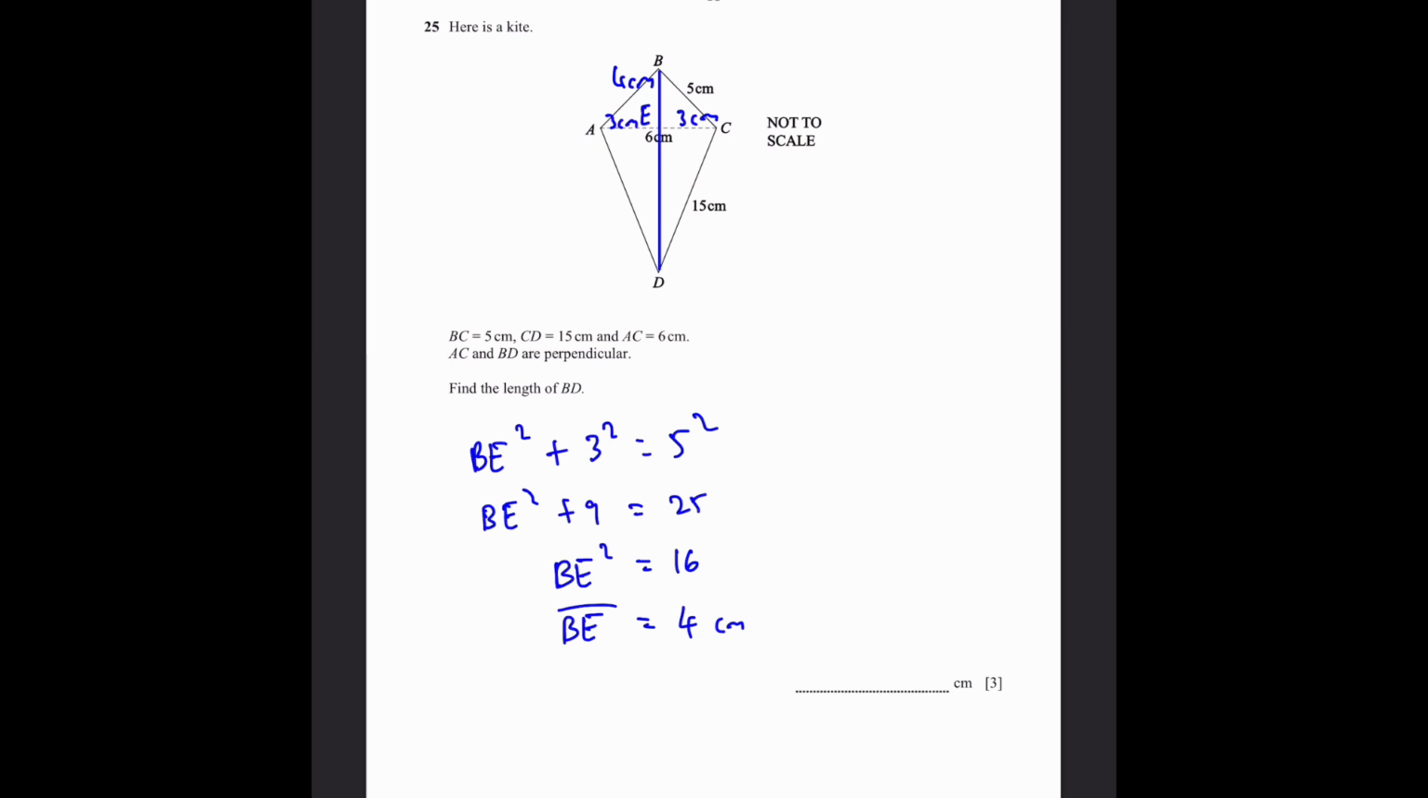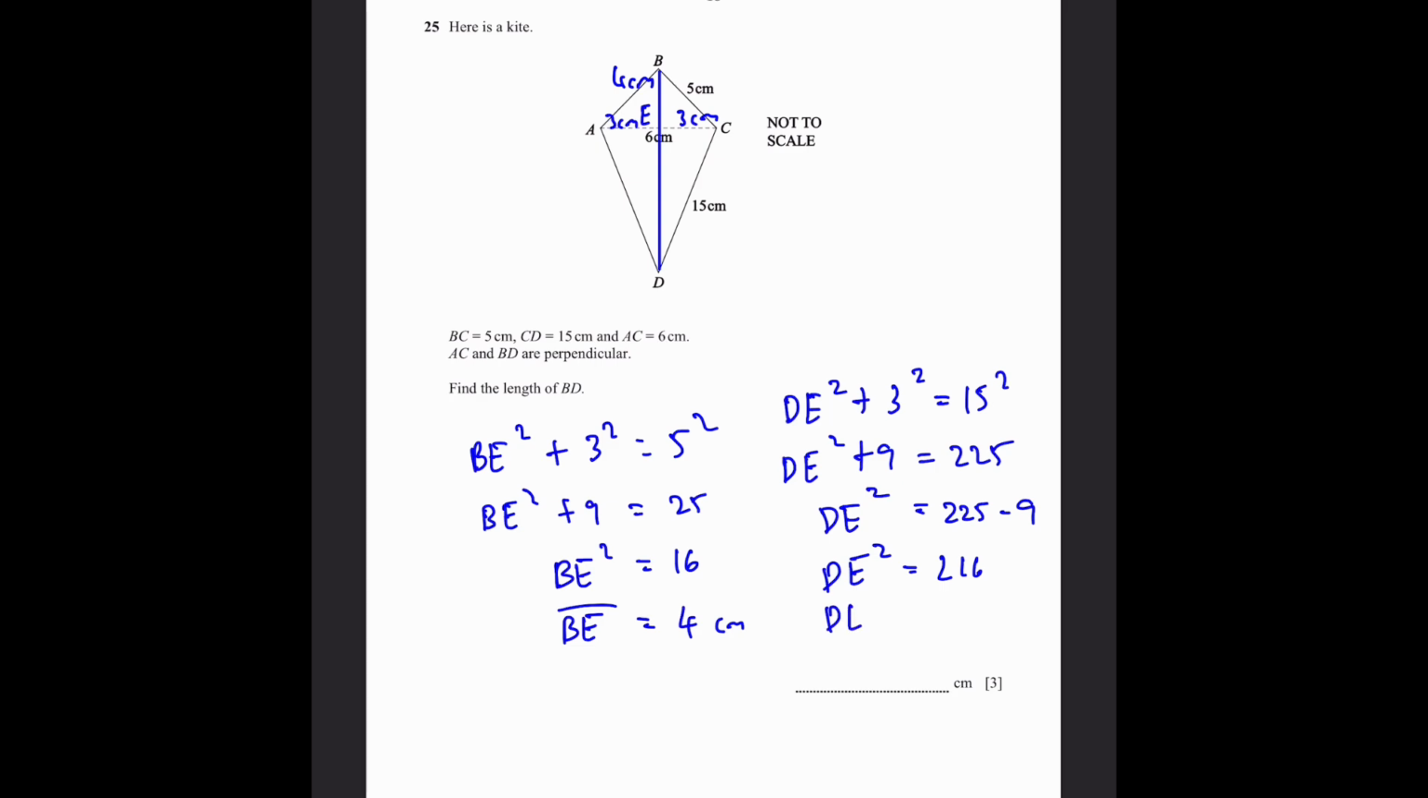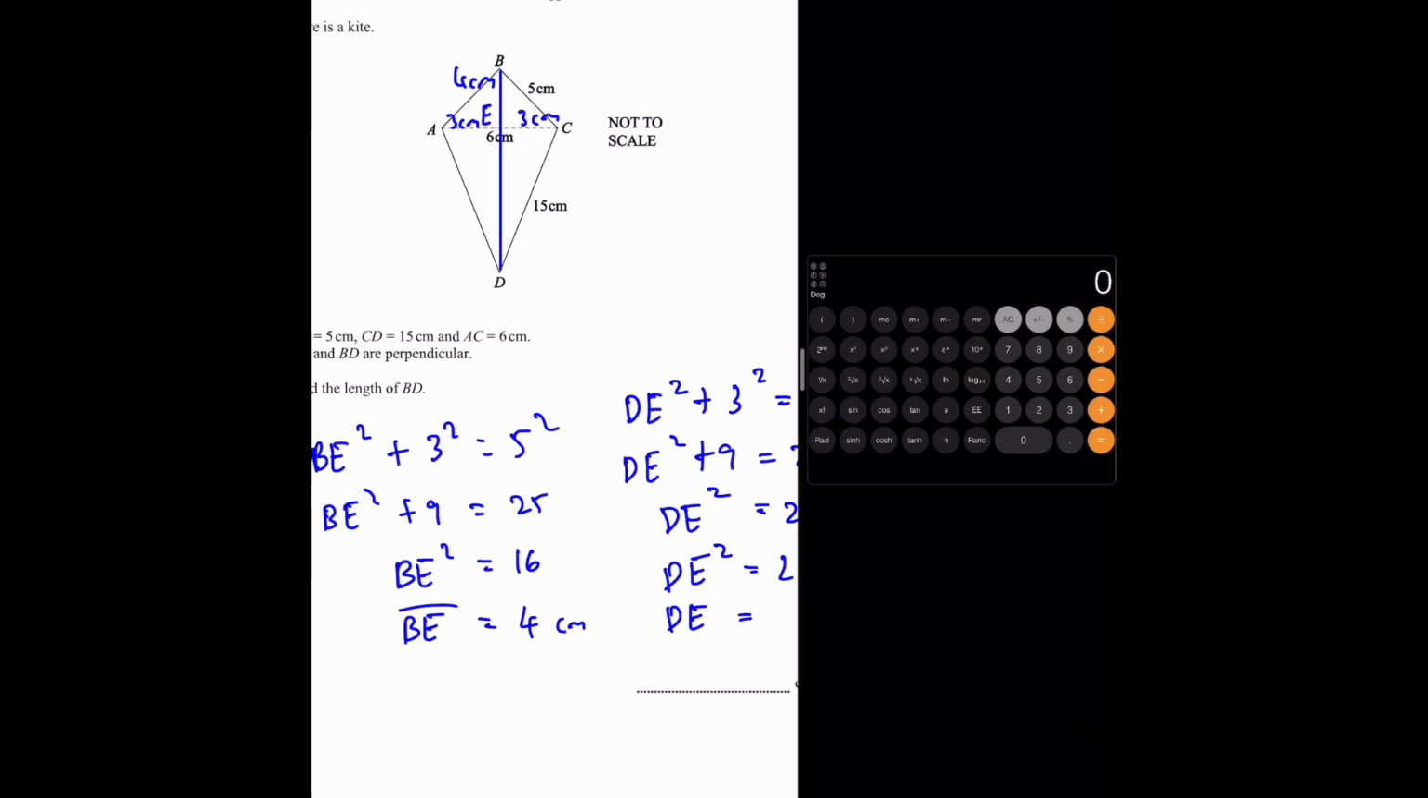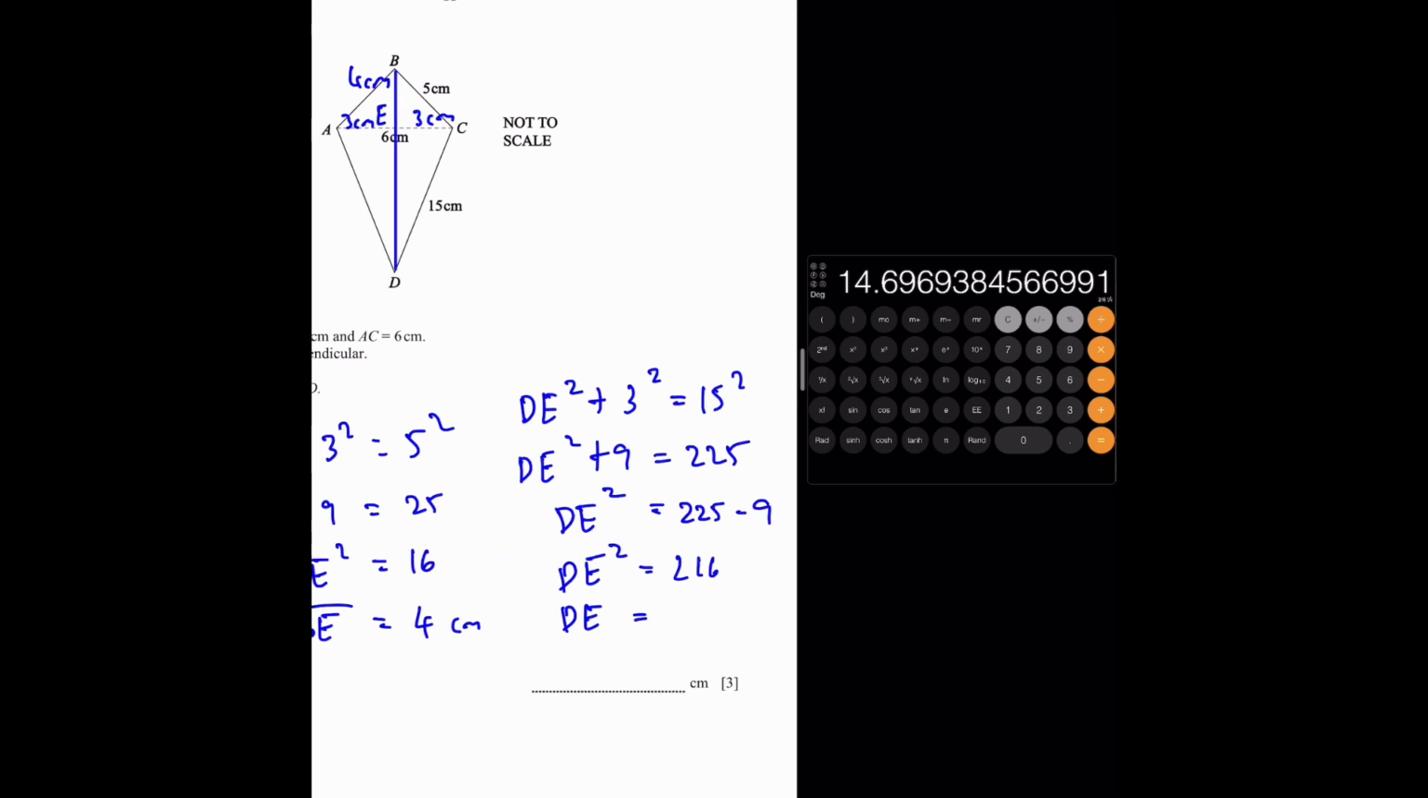And now what about ED or DE? So DE squared plus 3 squared is equal to 15 squared. DE squared plus 9 equals 225. DE squared equals 225 minus 9. DE squared equals 216. DE equals root 216, and let's use a calculator to calculate that. Root 216 is actually equal to 14.696938, and so on.